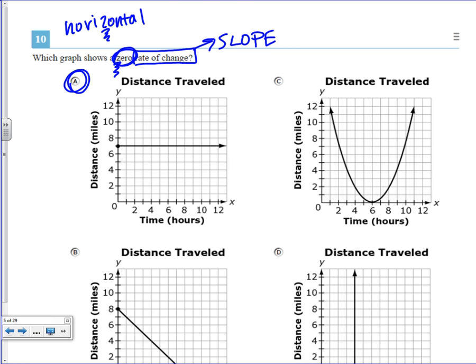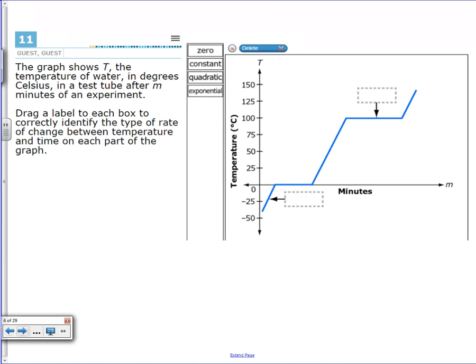Okay, moving on to number 11. The graph shows T, the temperature of water in degrees Celsius in a test tube after m minutes of an experiment. So if we take a look here, m minutes of an experiment, that's down here on my x-axis, and then T is the temperature of the water, that's here on my y-axis. Drag a label to each box to correctly identify the type of rate of change between the temperature and time on each part of the graph. So, you have these choices right here.